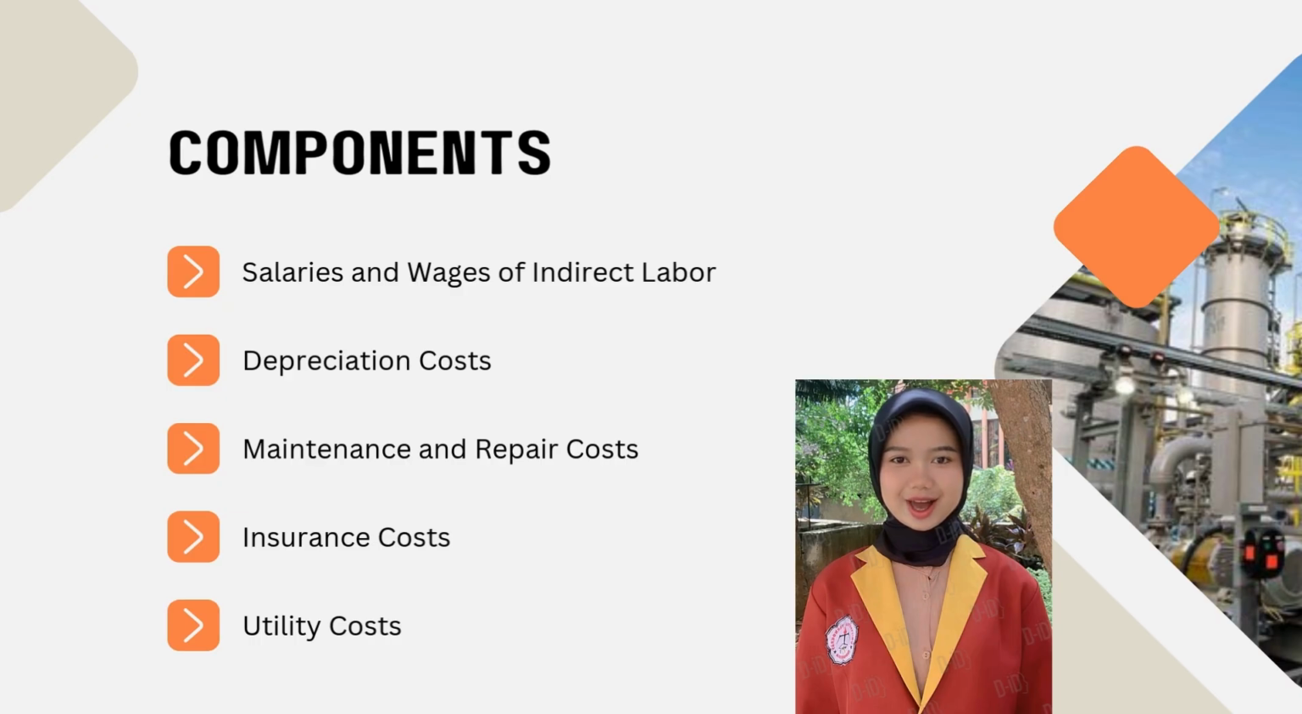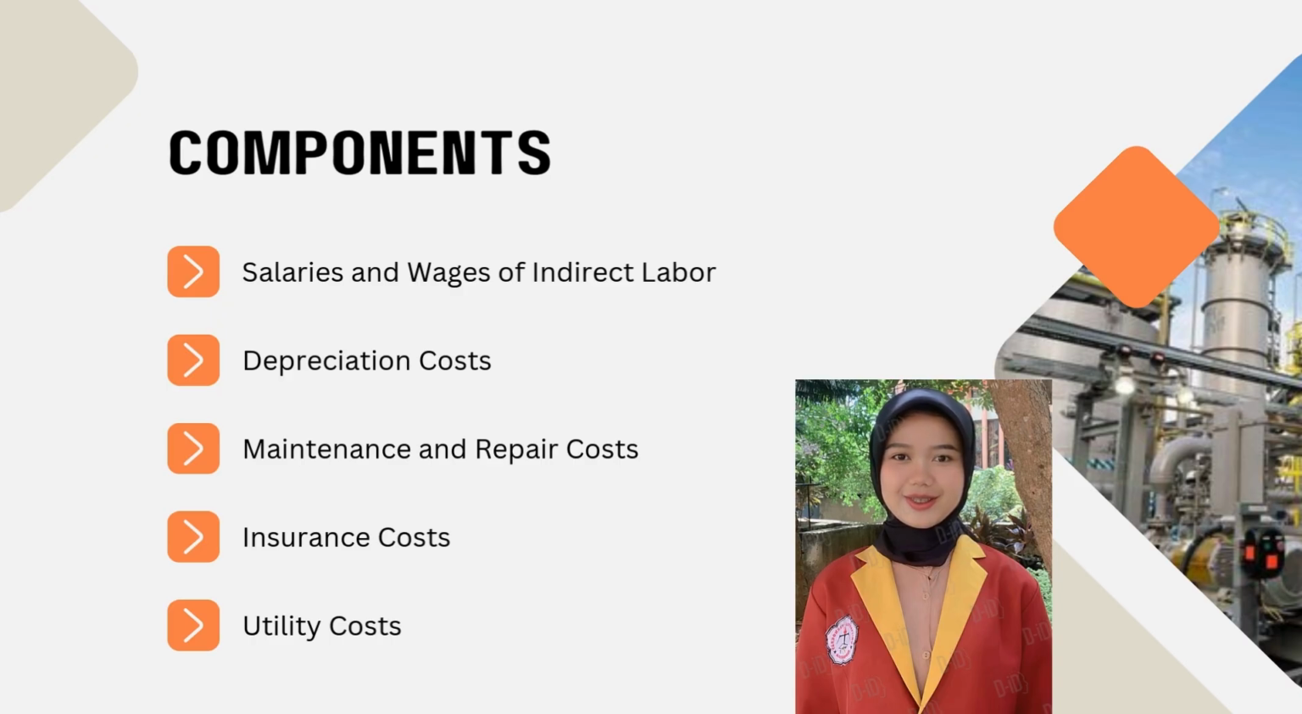2. Depreciation costs. Depreciation costs refer to the costs associated with the decline in value of fixed assets used in production, such as machinery, equipment, or factory buildings. Machines that are used over time will experience depreciation, and this cost should be accounted for as part of factory overhead. 3. Maintenance and repair costs. To ensure that machinery and equipment continue to function properly, companies must incur maintenance and repair costs regularly. These include the costs for replacing parts, repairing machines, and ensuring the factory's production facilities run efficiently.